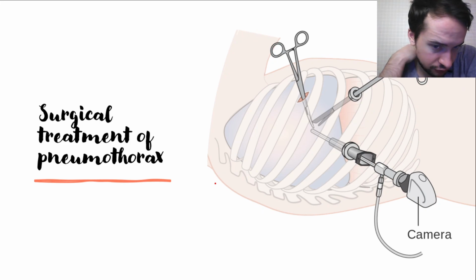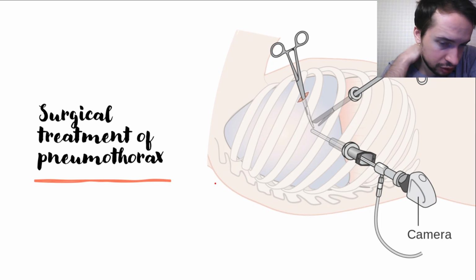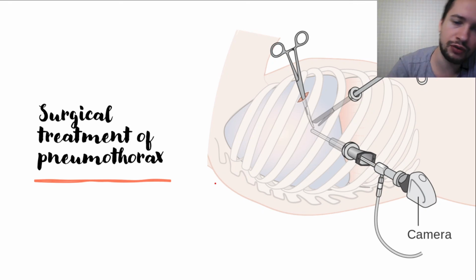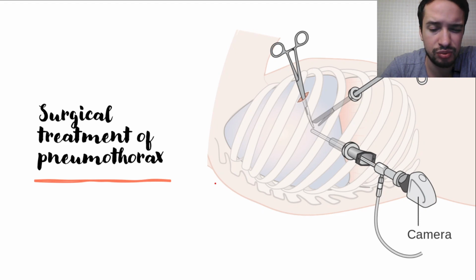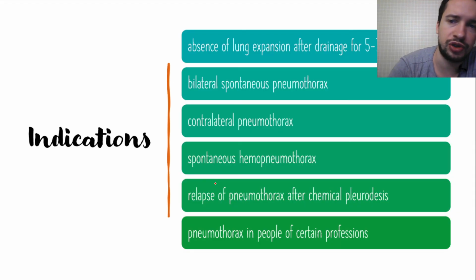Indications for surgical treatment: absence of lung expansion after drainage for 5-7 days, bilateral spontaneous pneumothorax, contralateral pneumothorax, spontaneous hemopneumothorax, relapse of pneumothorax. You can see all of this in this picture.